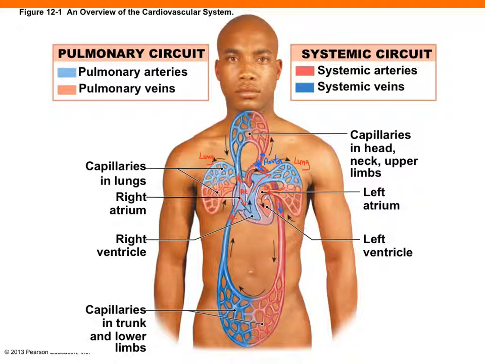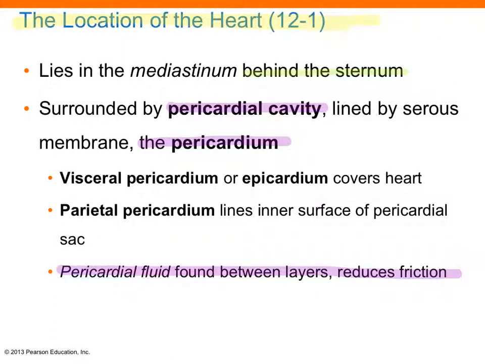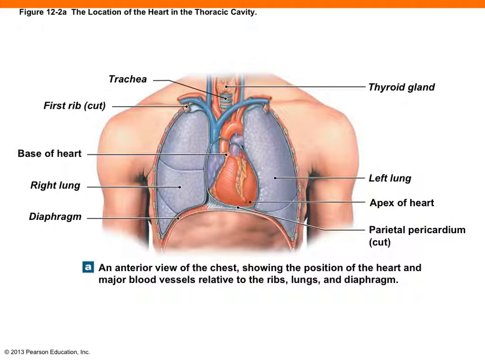This picture shows you the pulmonary circuit and the systemic circuit and the flow of blood through the body. The heart's location is behind the sternum, and it is surrounded by a pericardial cavity lined by a serous membrane called the pericardium. The pericardial fluid is found between the layers and reduces friction because the heart is constantly pumping. This shows you the location of the heart behind the sternum and between the lungs.